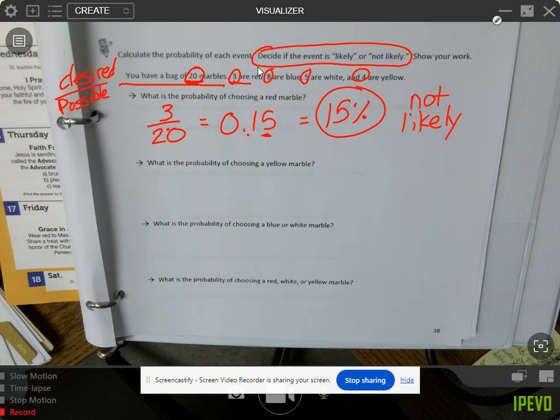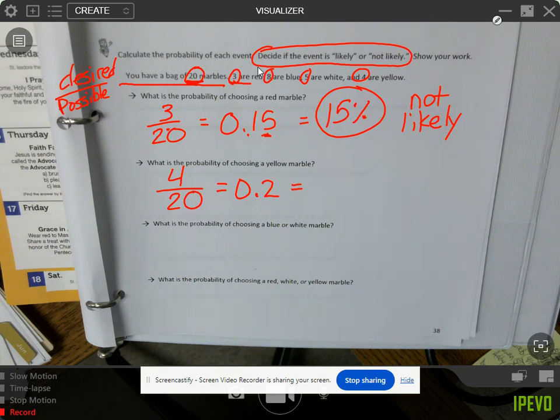Lilia, 4, because there are 4 yellows over that total possible of 20. What is 4 divided by 20? What's my decimal? Bryn? 4 divided by 20? So be careful. 0.2. So you need to write the decimal.